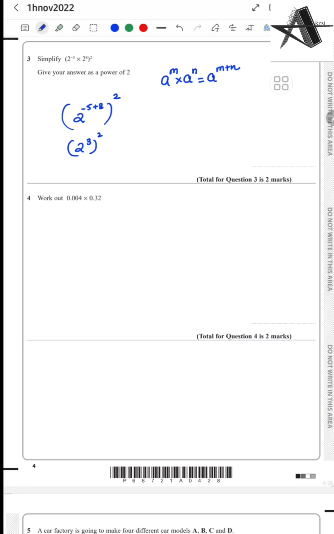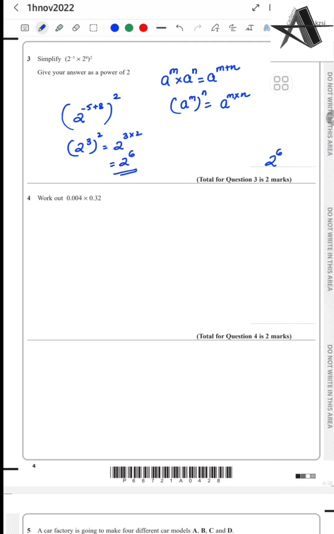Now we know the second rule. It's actually the third rule basically, which is a to the power of m, whole to the power of n. If there is a power over another power, you need to multiply them together, which is a to the power of m into n. So this will become 2 to the power of 3 into 2, which is 2 to the power of 6. That's your final answer. So I'll write 2 to the power of 6 as my final answer.